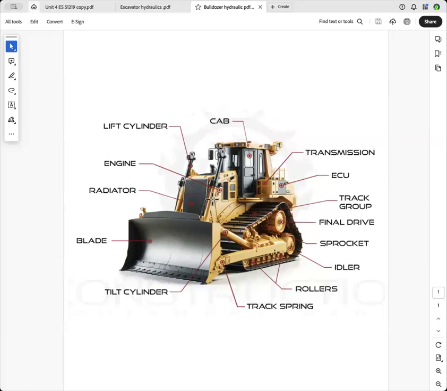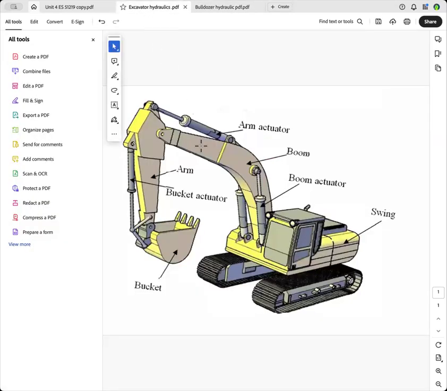The weak direction will be lifting the blade up because it requires a lot less force. Let's have a look at an excavator here. You can see you've got all these hydraulic cylinders here, and they call them actuators. An actuator is just an engineering term for something that gives movement from an input.